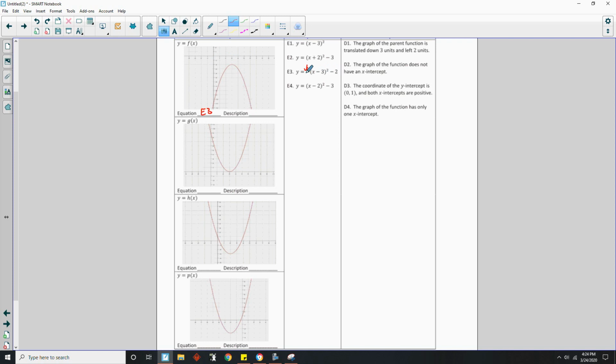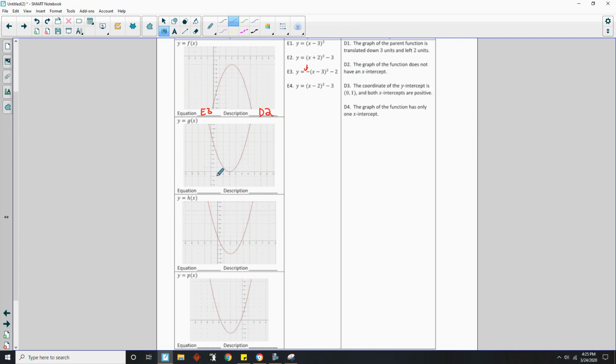Okay, so what did I just say? It's a reflection. Down 3, left 2? No, this was right 3, down 2. The graph of the function does not have an x-intercept. This is not crossing the x-axis. This is touching the x-axis. This is crossing in 2 places. So is that. This graph does not have an x-intercept. So that would be D2.